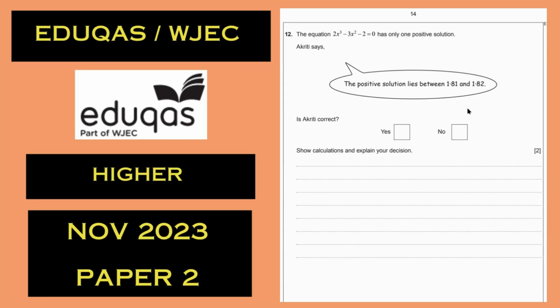Number 12. That equation has only one positive solution lying between those numbers. It's one of them change of sign questions.